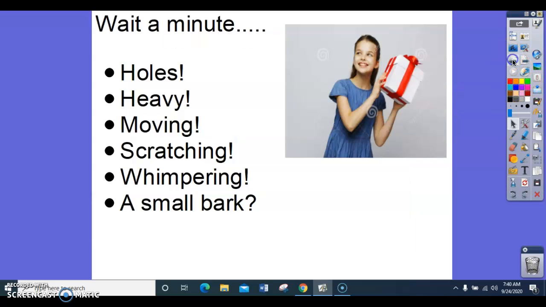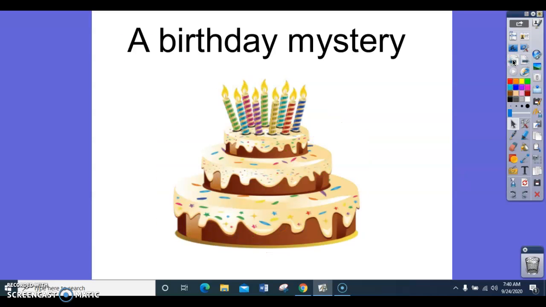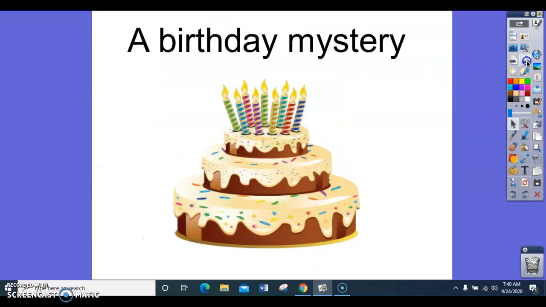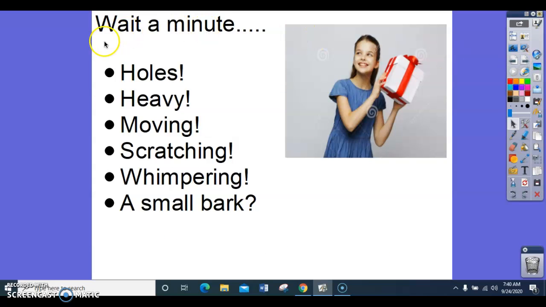Let's go back and think about it. So remember, we took information and then we used background knowledge. Let's recap how we did that. In order for a dog to live in a big birthday box, it has to have holes to breathe. We already know that you need oxygen to breathe. We also know that if it's heavy in a box, it could have been anything, right? But then we heard some things moving in there.